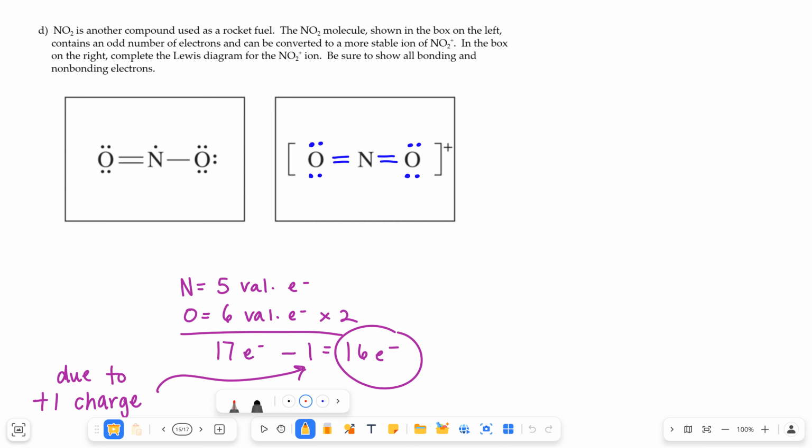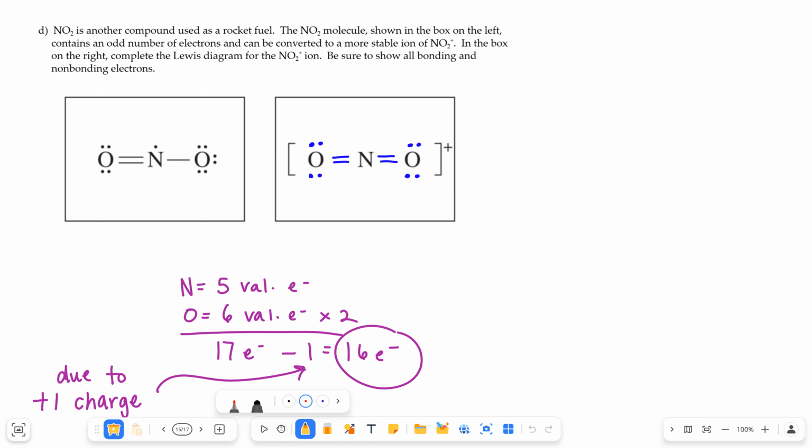And part D, NO2 is another compound used in rocket fuel. The NO2 molecule shown on the left has an odd number of electrons. Every now and then it can happen. It doesn't necessarily mean the particle is stable. So it can be converted to a more stable ion, NO2+. Yeah, we would like to get rid of that one random electron.